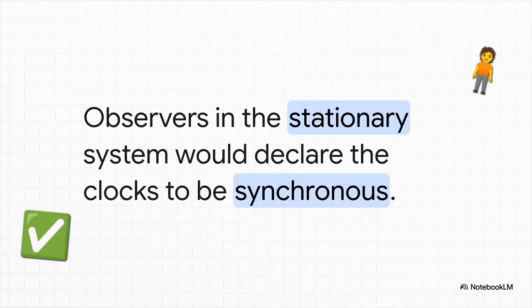But what about for someone standing still on a platform, just watching this rod fly by? They do their own check, using their own measurements and their own definition of simultaneity. And you know what they find? To them, those same two clocks are perfectly synchronized. So, who's right? The person on the rod or the person on the platform? The mind-bending answer is they both are.